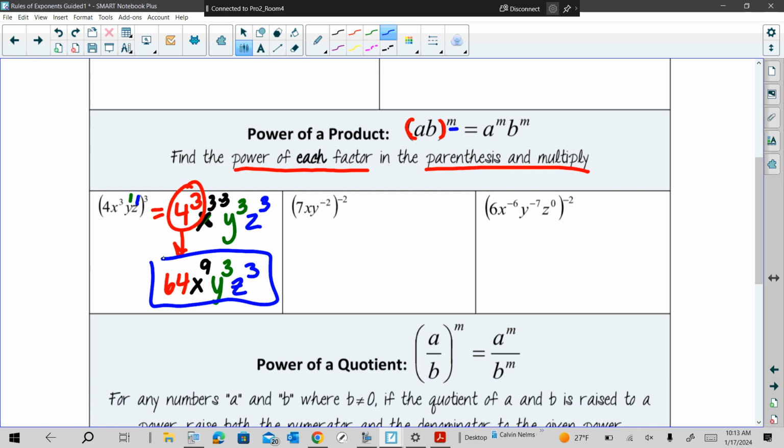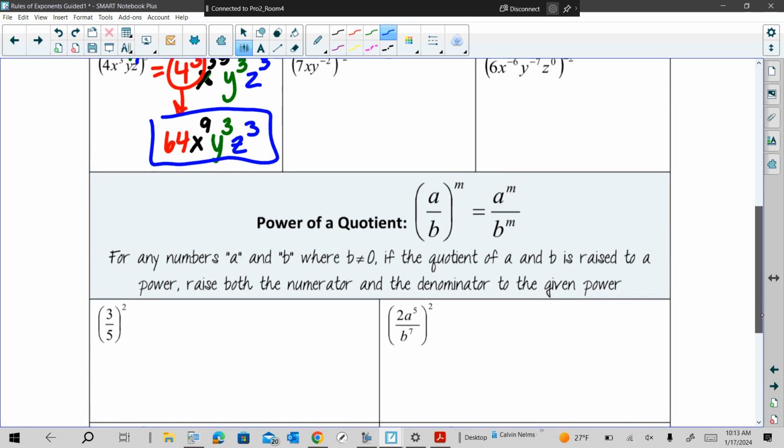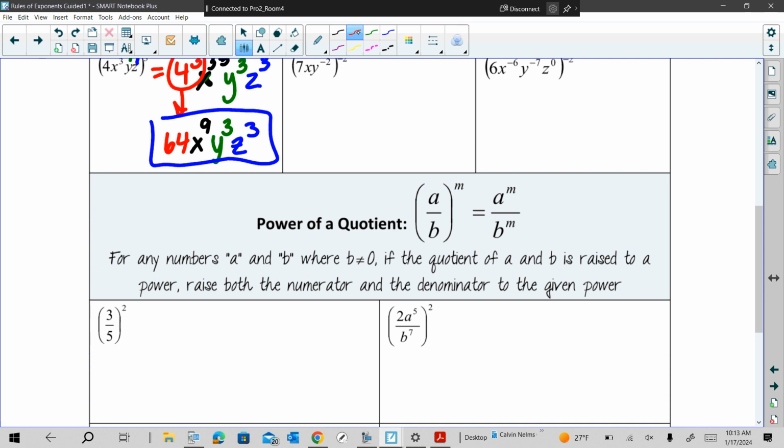The same thing applies if you have a fraction. So notice that there are parentheses here. The exponent is outside the parentheses, so it distributes to both. The power is raised to both the numerator and denominator. So this is like saying 3 squared over 5 squared. You have to raise it to the top and to the bottom, okay?